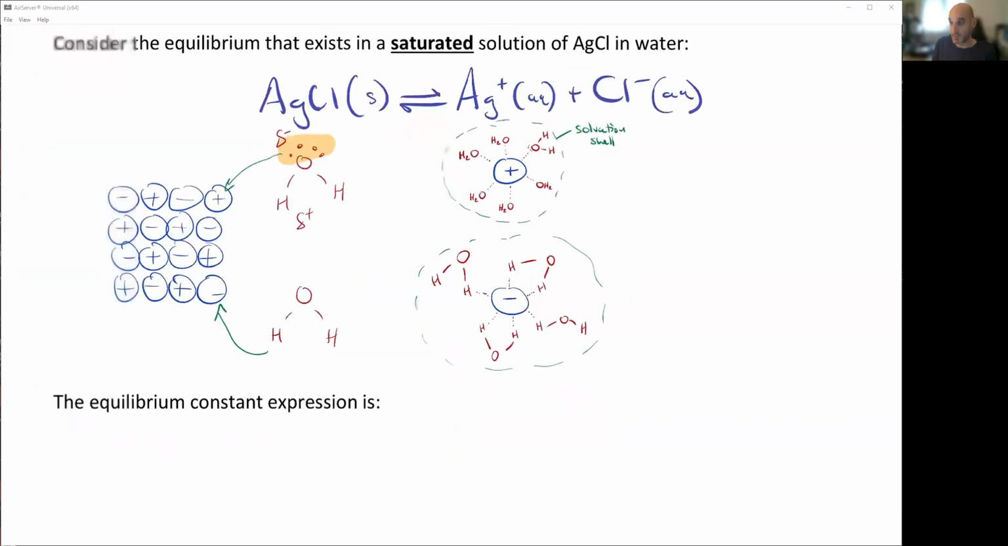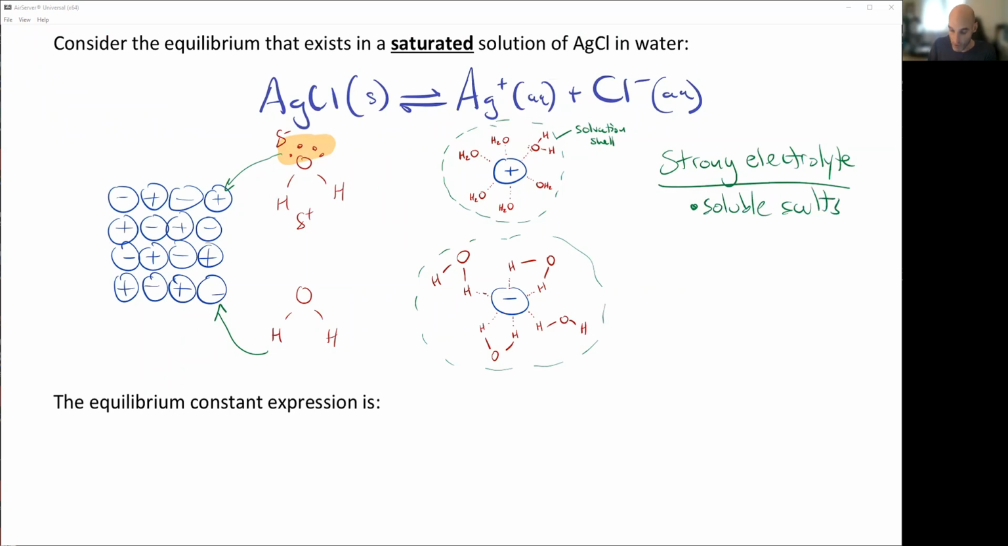Okay, so that's it. That's what happens. AgCl dissolves into Ag plus and Cl minus. Saturated solutions are considered weak electrolytes. So now what we have to recognize is we have a couple of different types of electrolytes. So we have a strong electrolyte. Those are the soluble salts, the soluble salts on our solubility table.